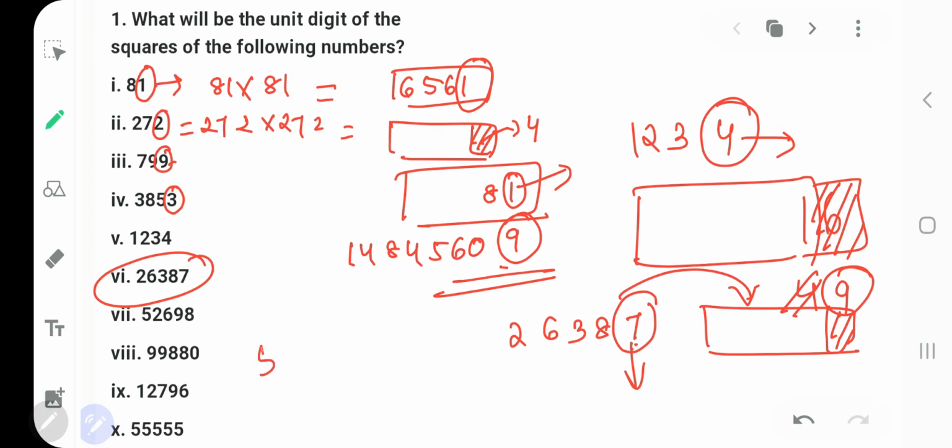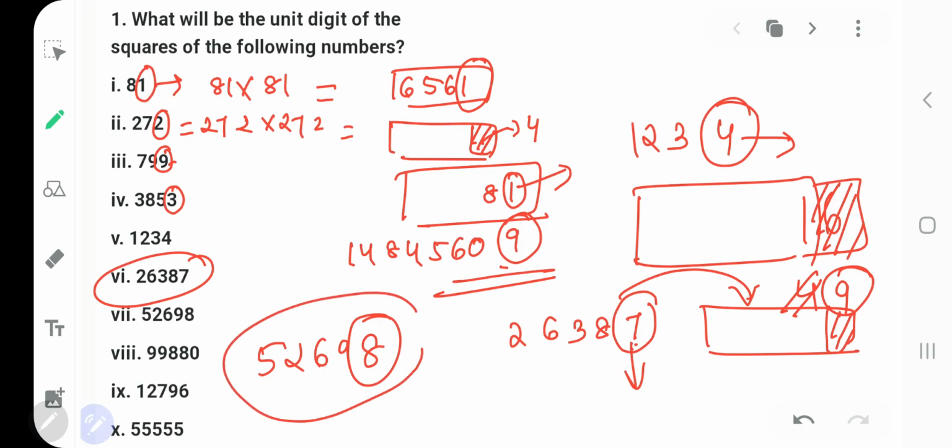Okay, then you have 5, 2, 6, 9, 8. What is the last digit? It is 8. So when you make the square of this big number 52698, you will see that the last digit of its square will be 4. Why? Because I took the square of 8 and that is 64. So the last digit of your square number will be 4.